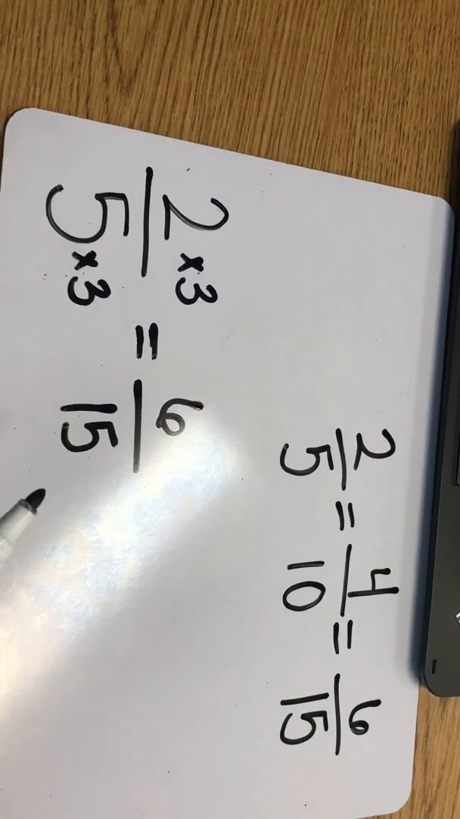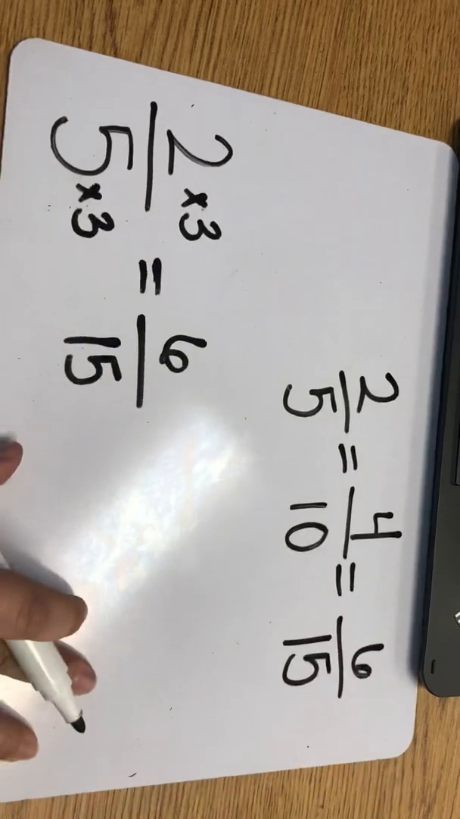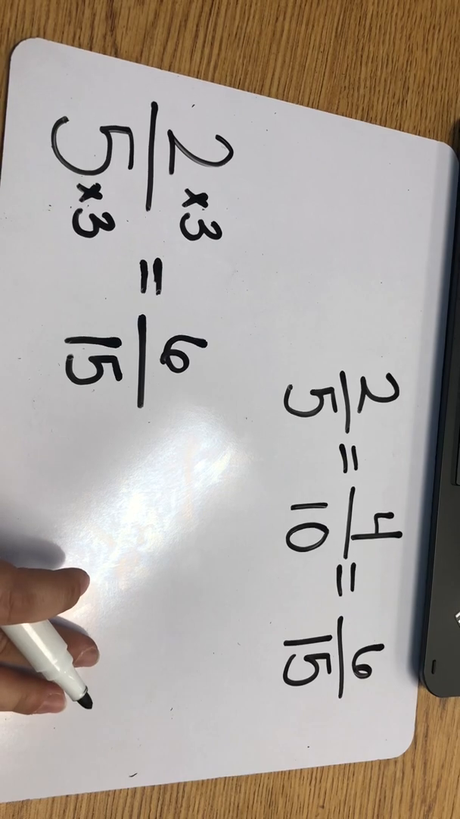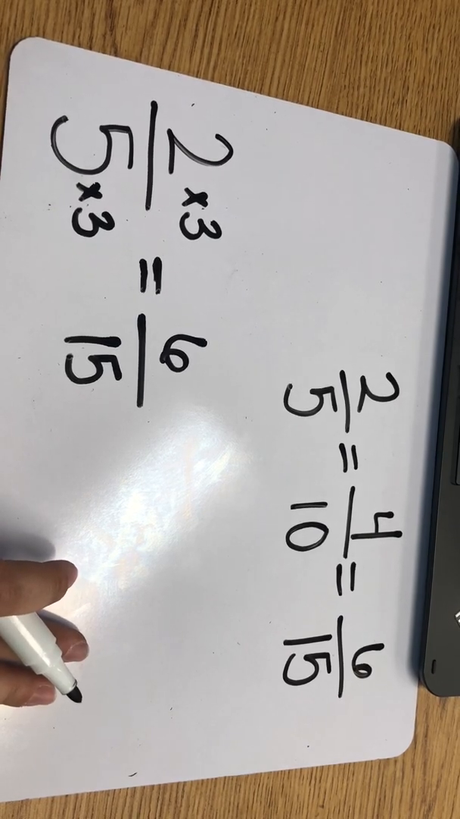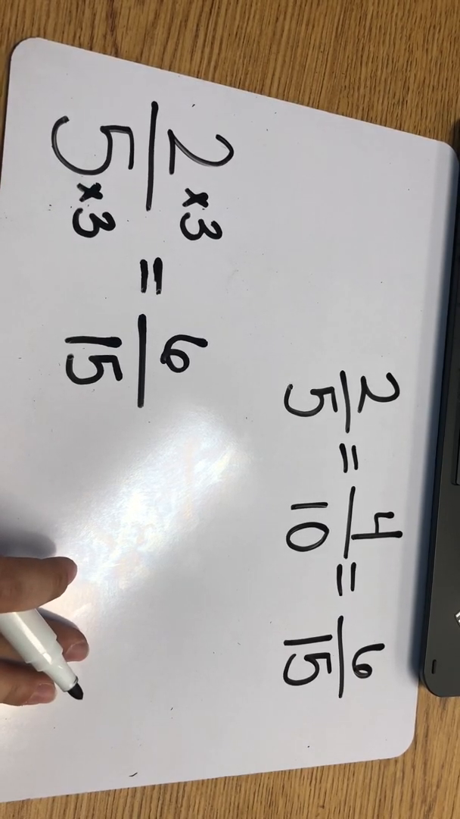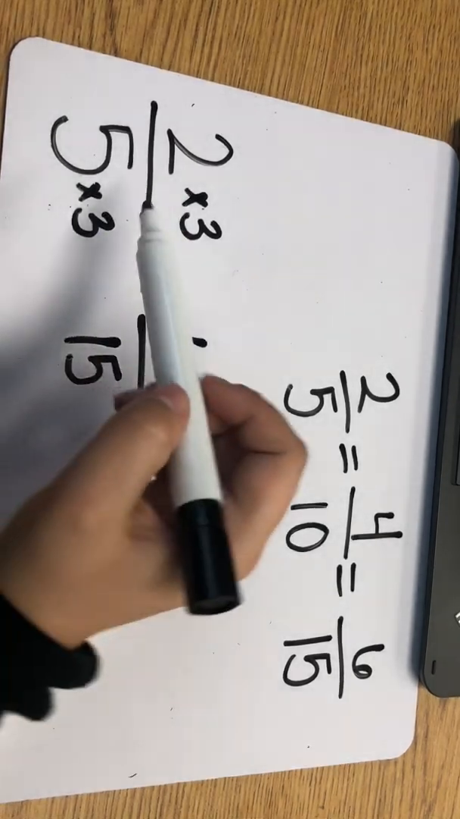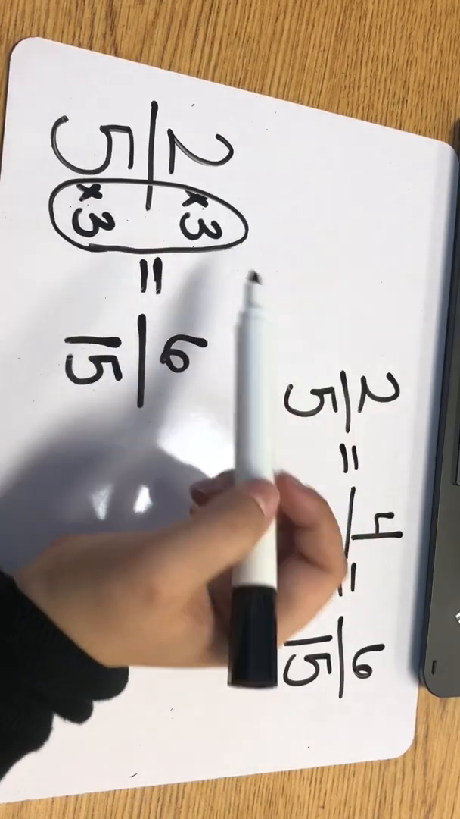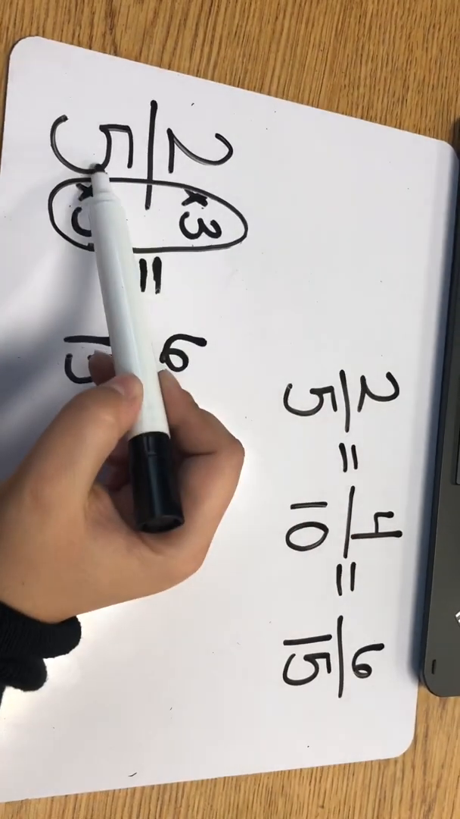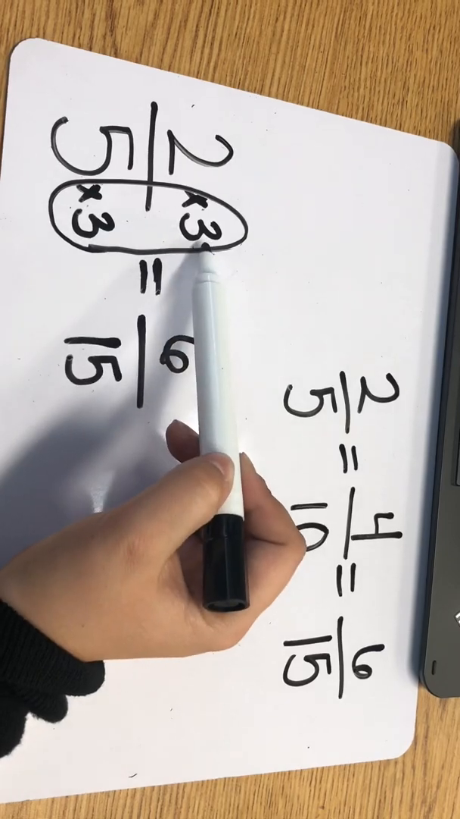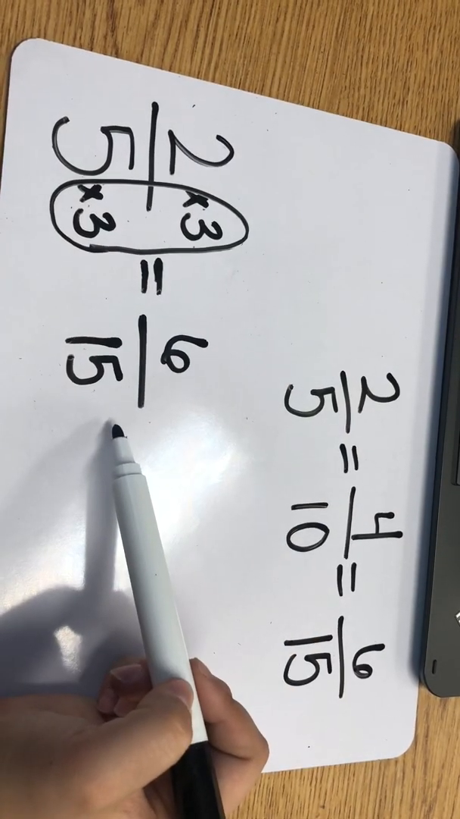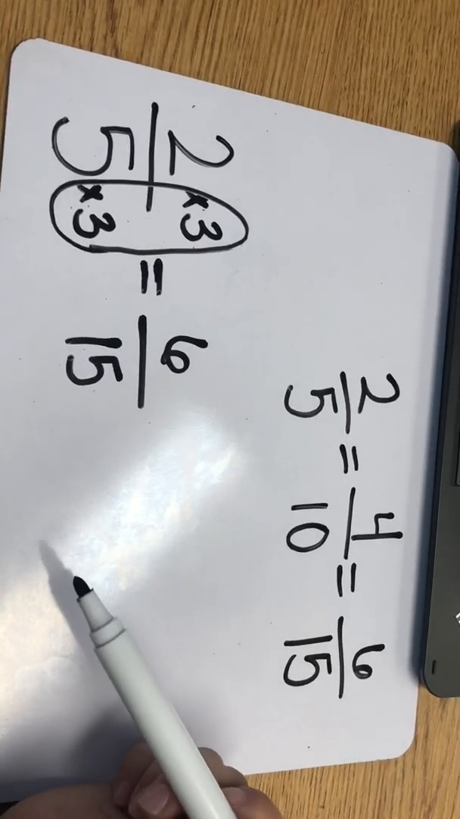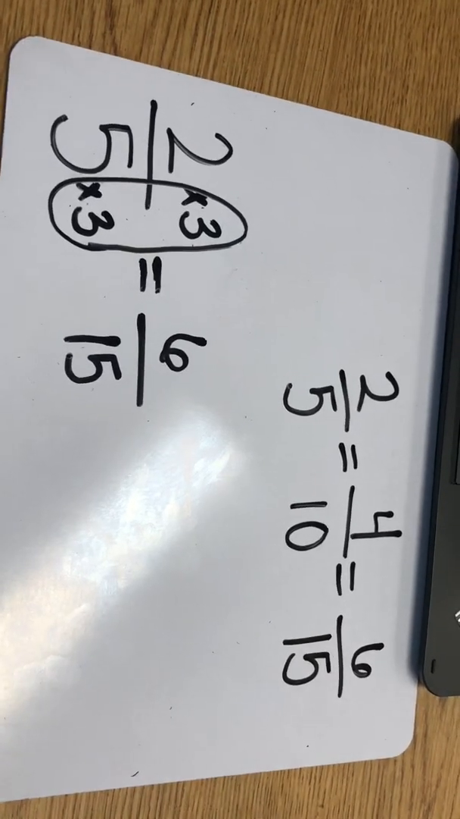Okay, so if drawing models isn't really your thing, you don't really understand it, or you struggle with making equal sized pieces, then maybe you want to use the strategy where you can multiply. As long as you multiply the numerator and the denominator by the same number, then you will get a fraction that is equivalent to what you started with. Okay? All right, I hope that helps.